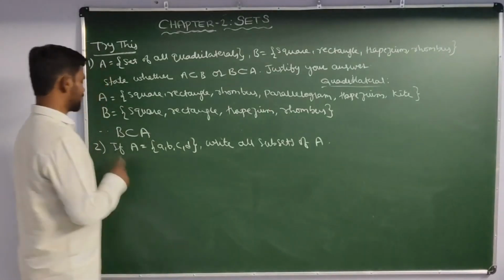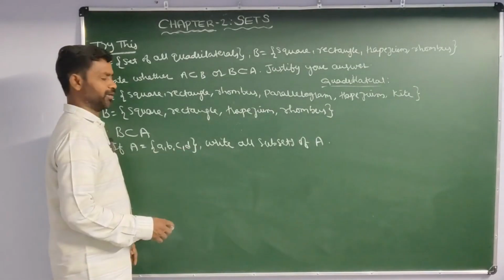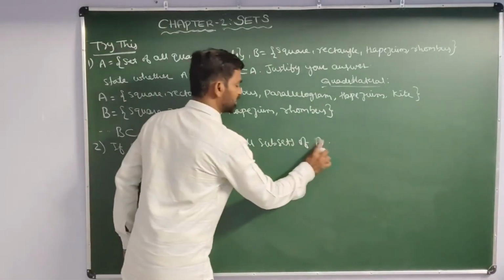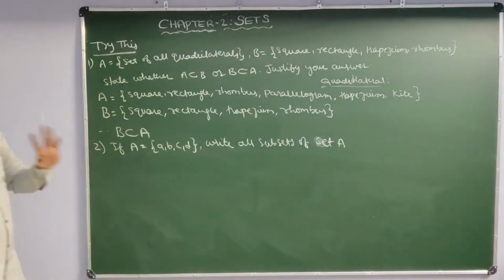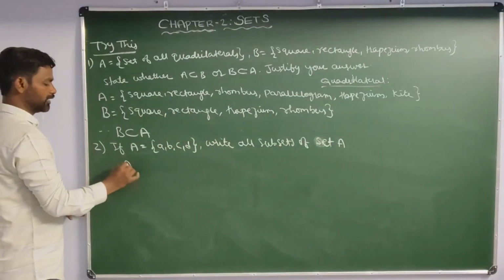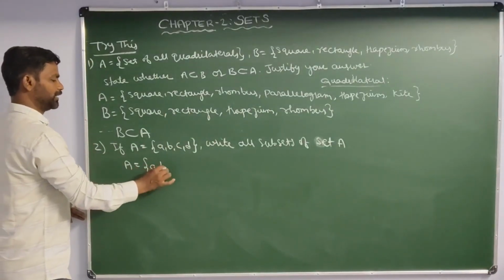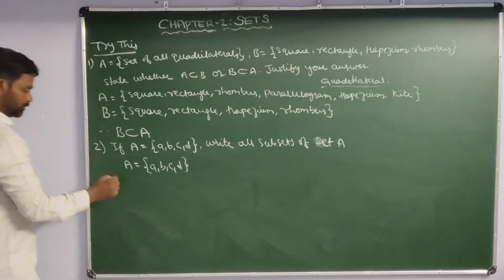Okay, next, second question. If set A is equal to A, B, C, D as the elements, write all the subsets of set A. Now we have to write the subsets of set A. So what are the elements of A? A, B, C, D. These are the elements of A.